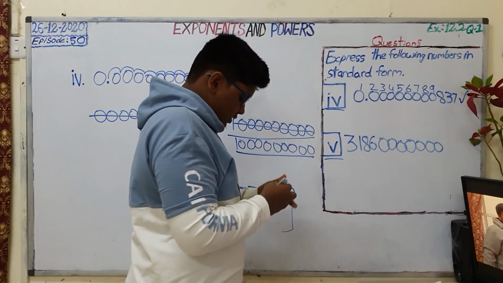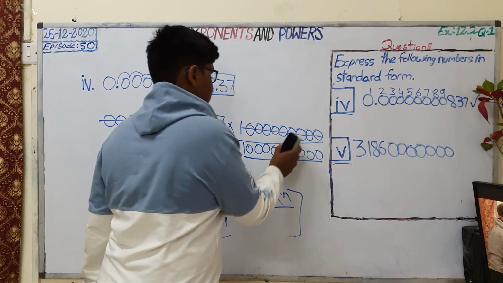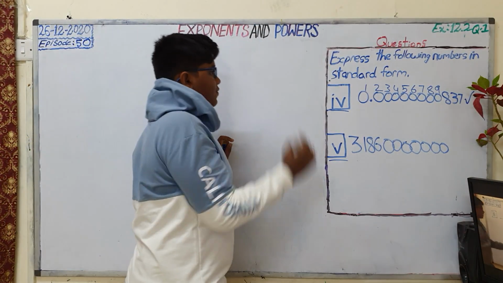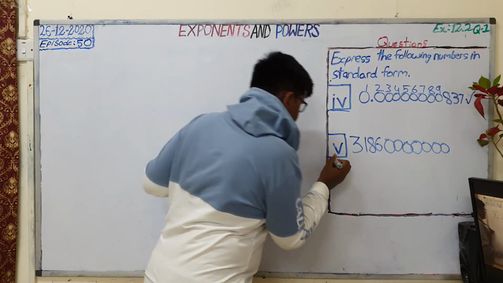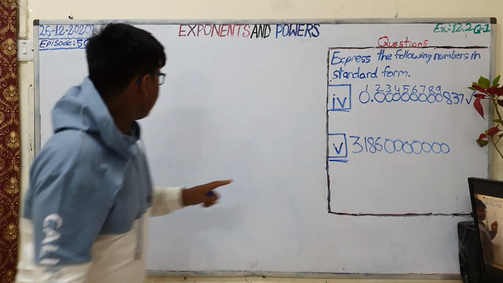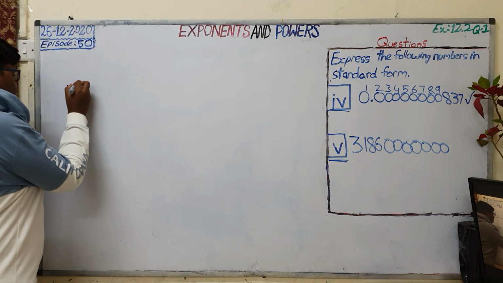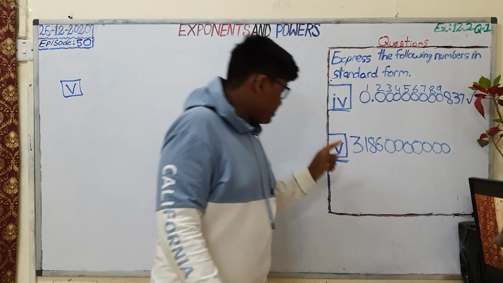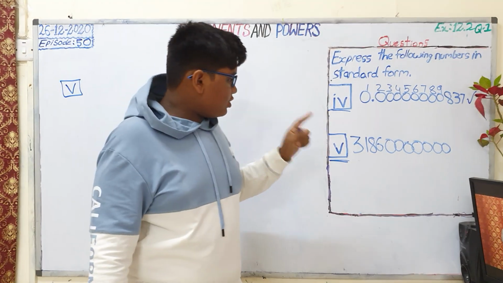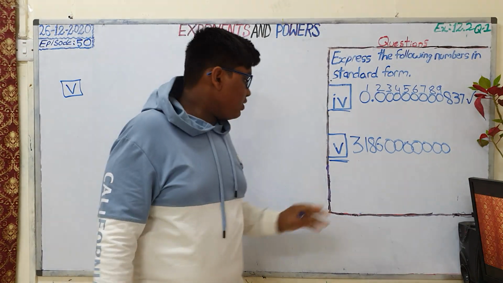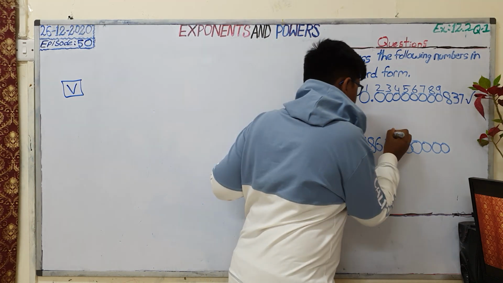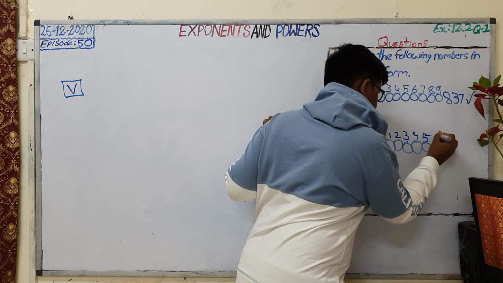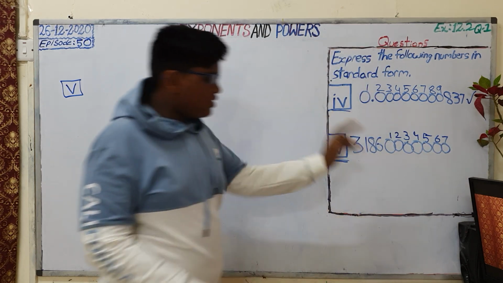And now I'll erase this and go for the fifth one, the last one. This is our last question, the sub question number 5. Now here the question is 3186 followed by zeros. Now let's count how many zeros we have here. 1, 2, 3, 4, 5, 6, 7. Now here we have 7 zeros.